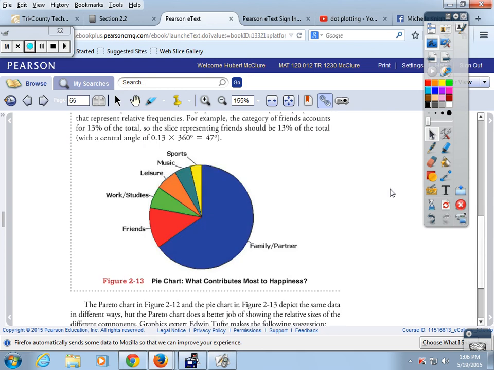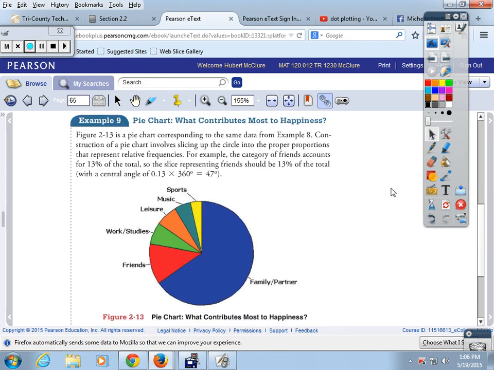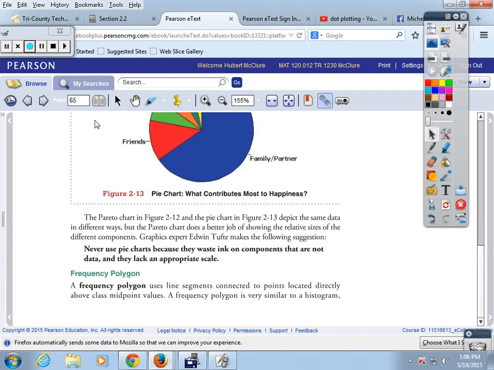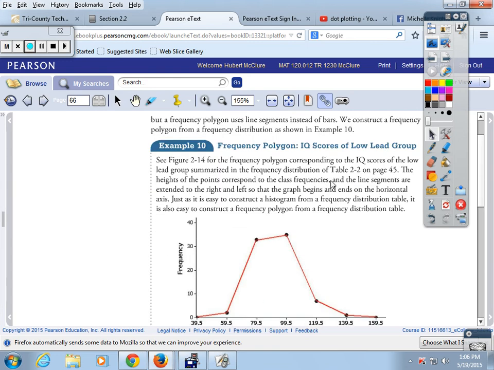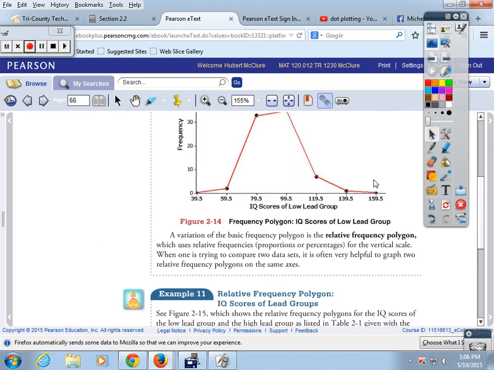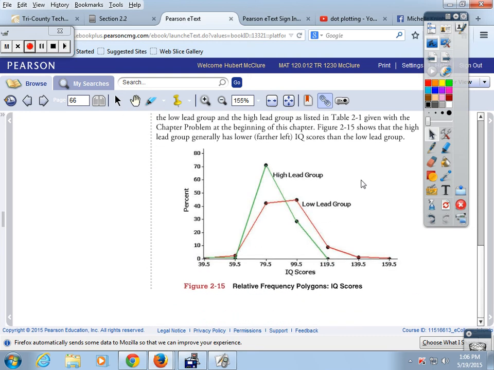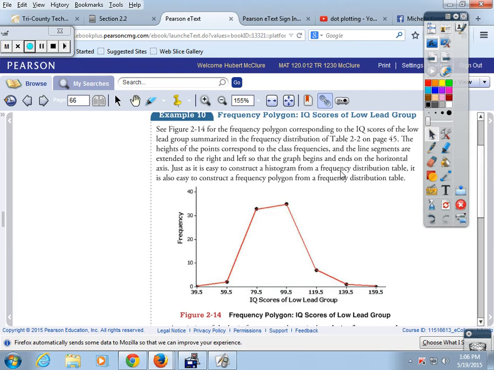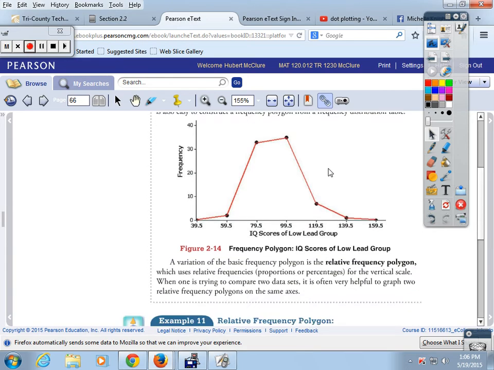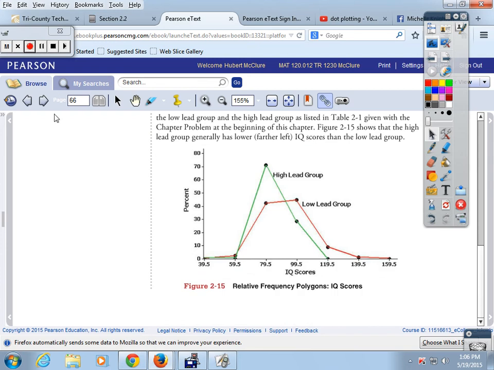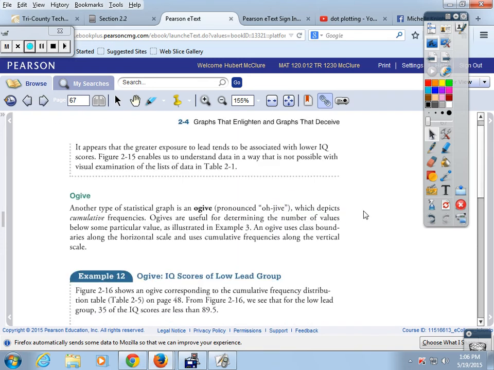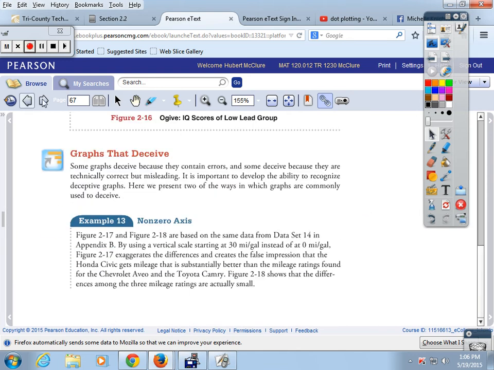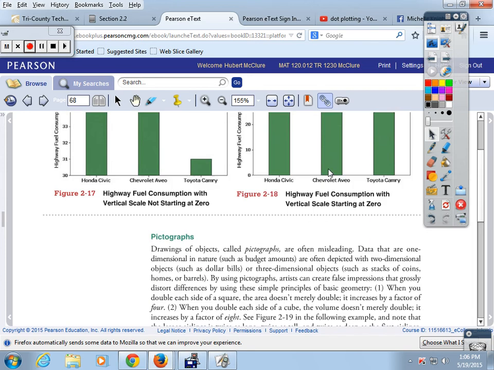Pie chart. Make sure you can read a pie chart. Let's read one. Let's see if they got an example of one. We'll do one in the homework. A polygon chart or a line chart is the same thing as a bar chart. You should be able to do that, but we'll look at that also. I'm looking at anything that might be on the test.